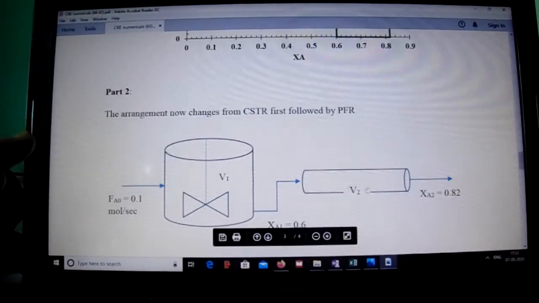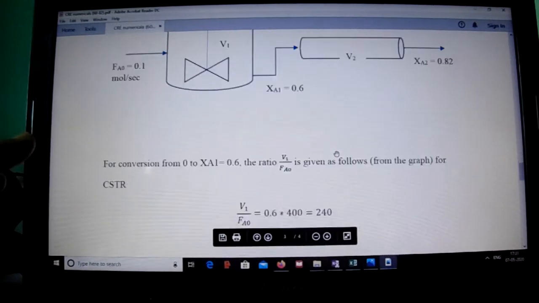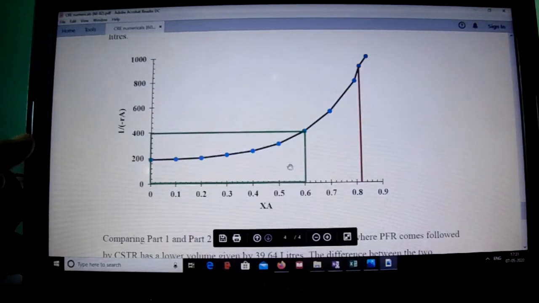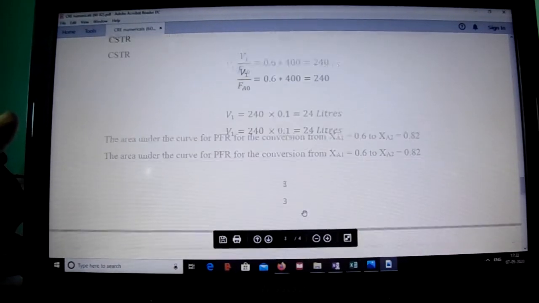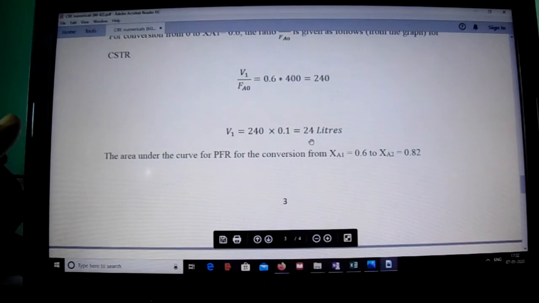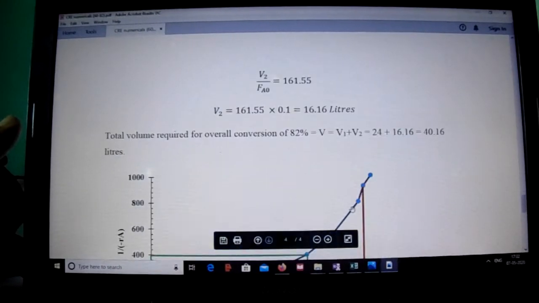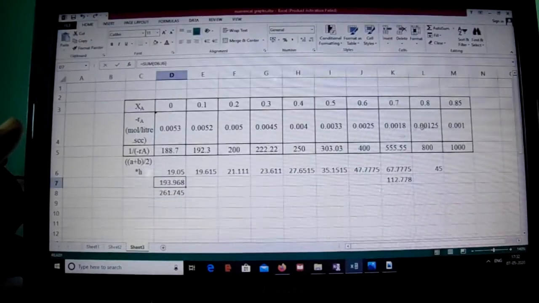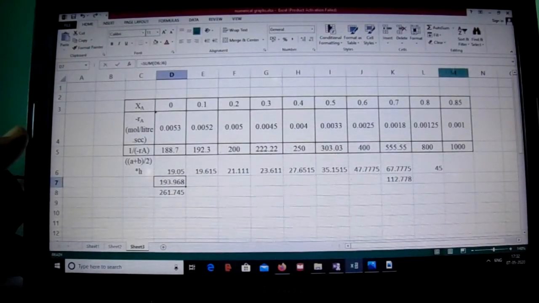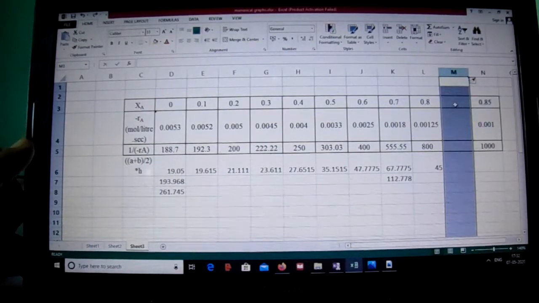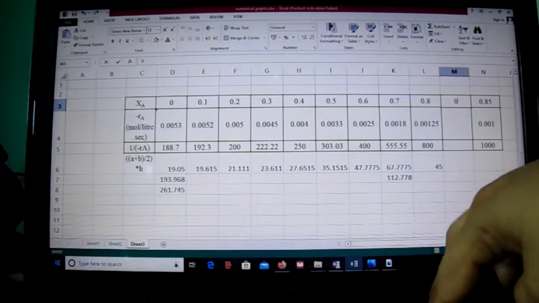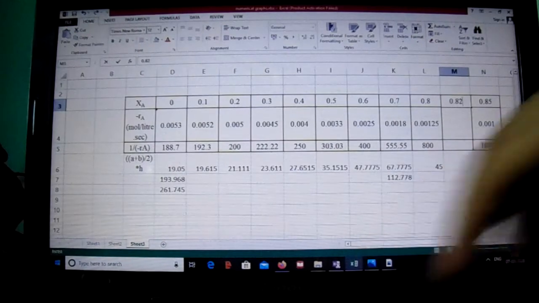Similarly, when we go for CSTR first followed by PFR, we will obtain the graph in such a manner. Now up till 0.6, you will have 400 into 0.6, that will be the area of the CSTR, which is around 24 liters. Again, from 0.6 to 0.82, you'll have to obtain the area under the curve. Here, you don't have 0.82, so definitely we have included it. I'll insert it here. I have found it from the graph, that is 0.82.